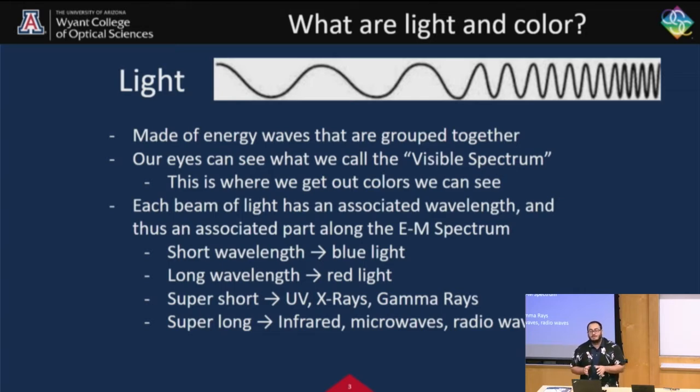Our eyes can see what's called the visible spectrum, which is where we get our colors and our wavelength ranges. So each beam has an associated wavelength and thus an associated part of the electromagnetic spectrum. For example, the shorter wavelength we get as part of the visible spectrum, we will get blue light, versus when we have a longer wavelength, we'll get more red light. However, if you wanted to get a super short wavelength, those are your UV, your X-rays, and your gamma rays, versus your super long wavelengths, which are your infrared, your microwaves, and your radio waves.